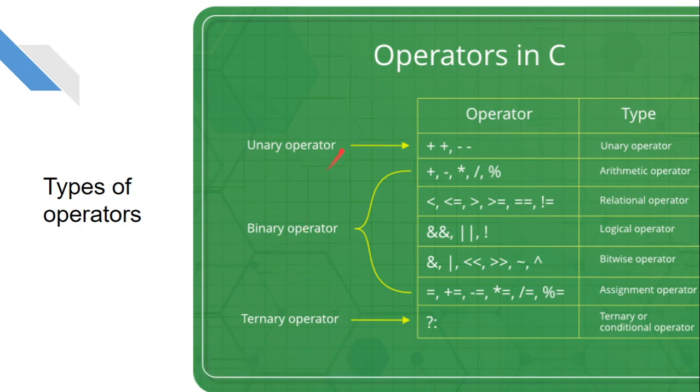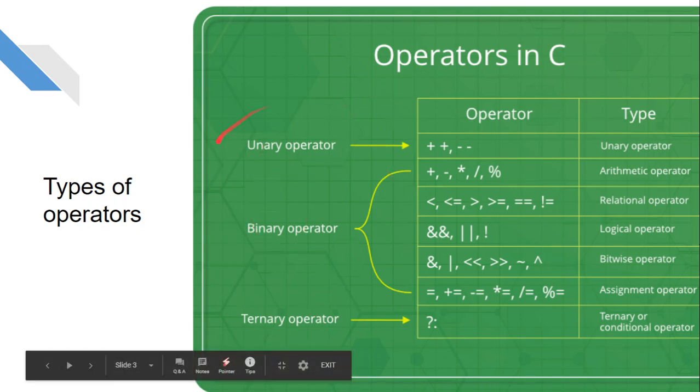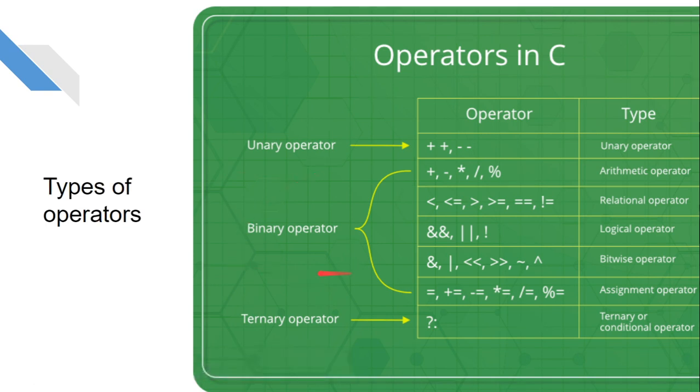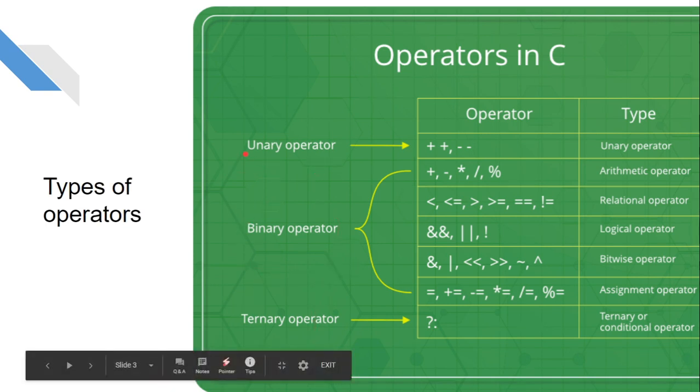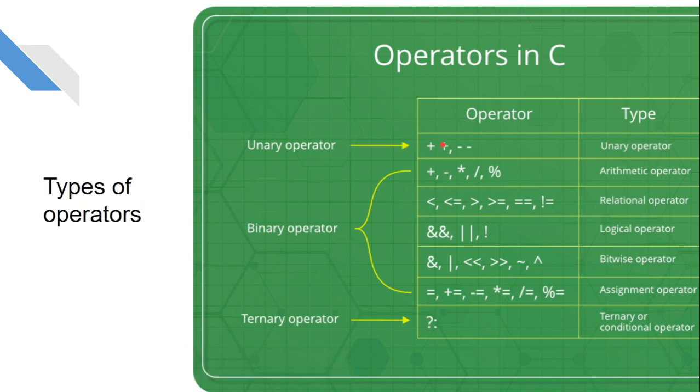So we are grouping the operators into 3 different types. One is unary, another is binary, and the third is ternary. As the name implies, unary operates with one operand, maybe the increment or decrement operator, plus plus, minus minus. Binary operators operate between 2 operands. Two operands means a plus b, b plus c, a into b, a minus b, like that. Here a and b are operands, and these are the operators.